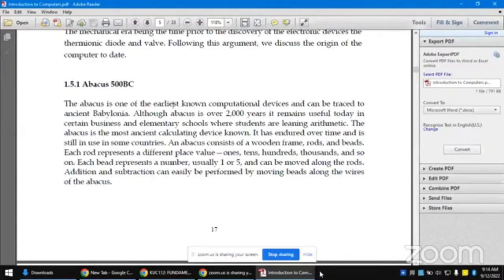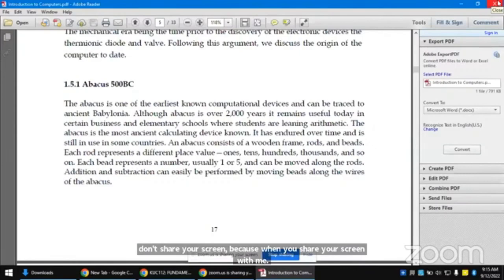The issue we are having is that, kindly, don't share your screen, because when you share your screen, you interfere with me sharing the notes. So kindly don't share your screen. Let me be the only one sharing the screen, and you will be able to see what is happening.